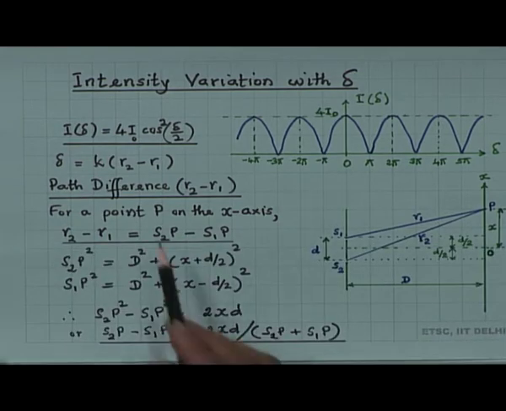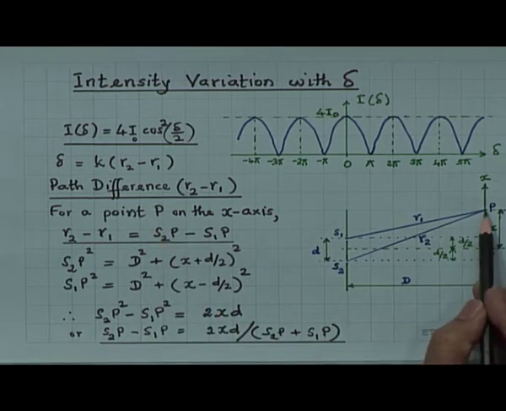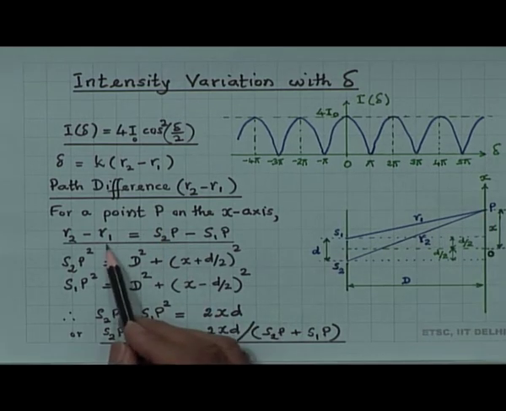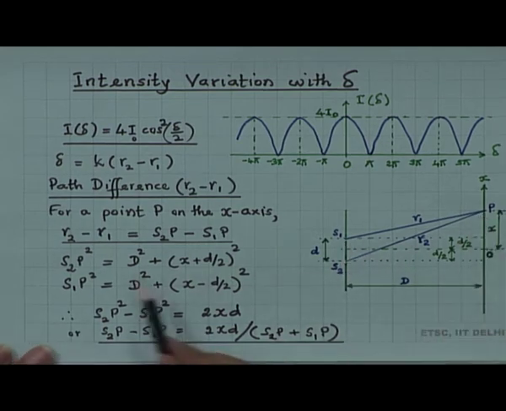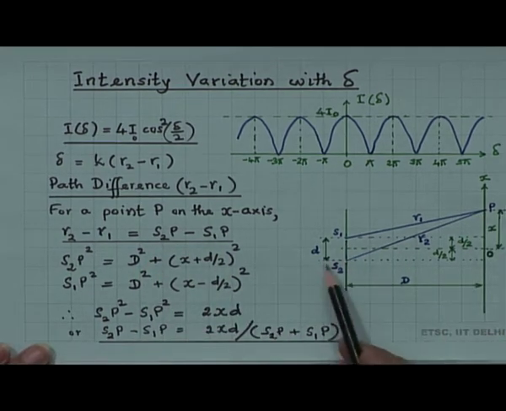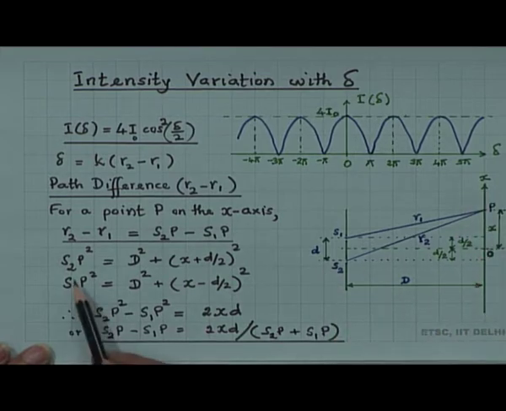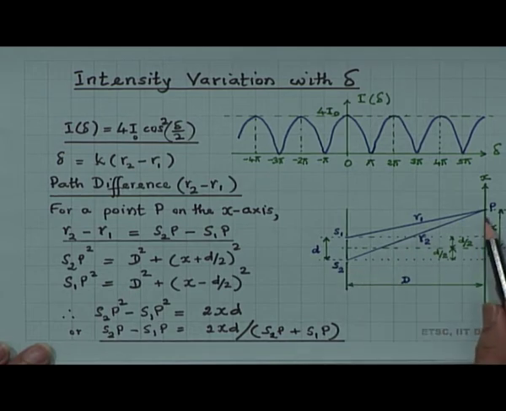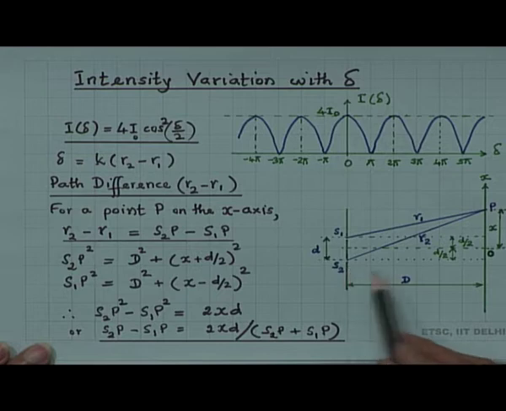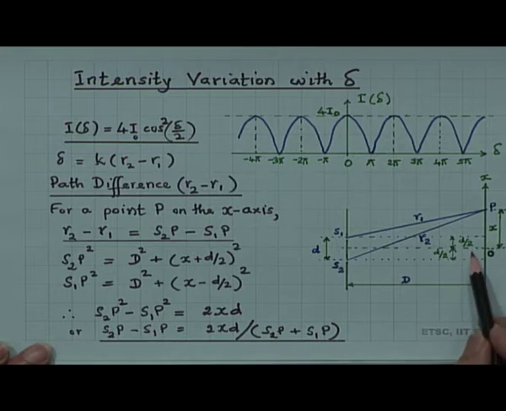For a point P on the x axis here, R2 minus R1 is nothing but S2P minus S1P. So, if we see the coordinates here, S2P is the hypotenuse of this right angle triangle. So, S2P square is equal to d square plus this square. This is the x coordinate, x plus this small difference here.